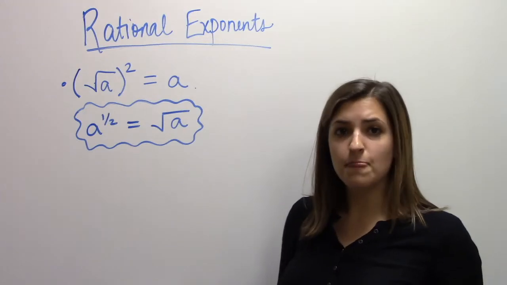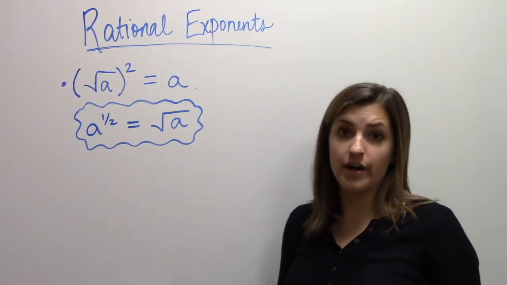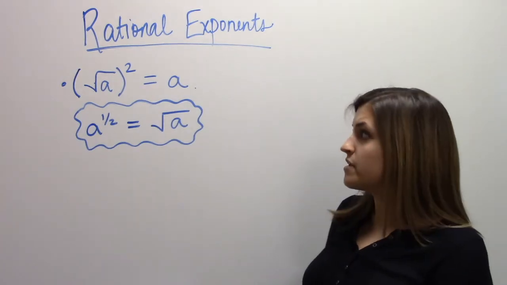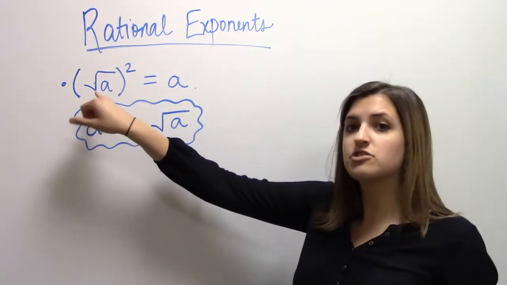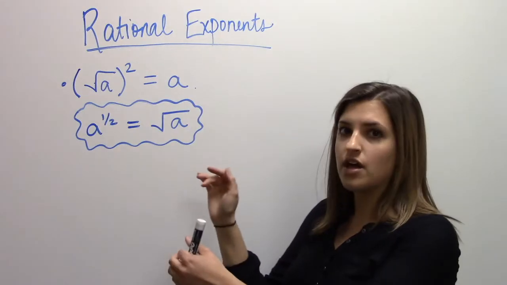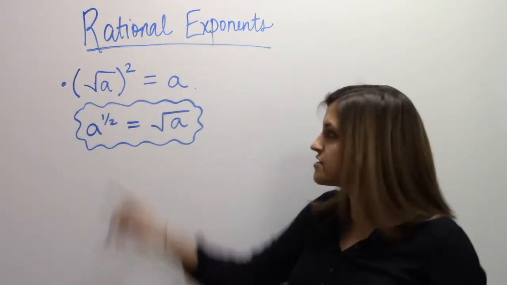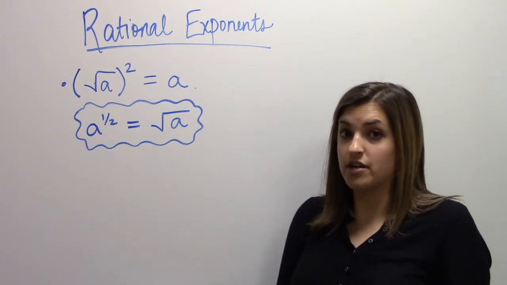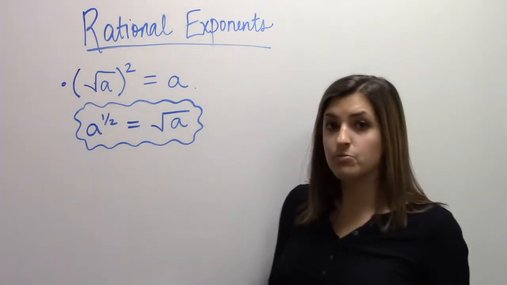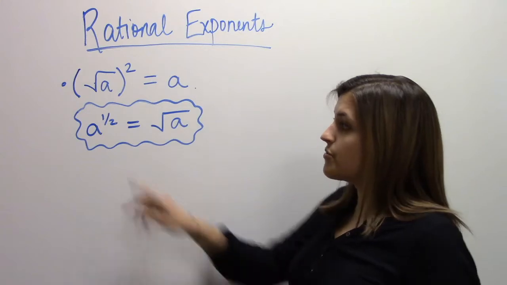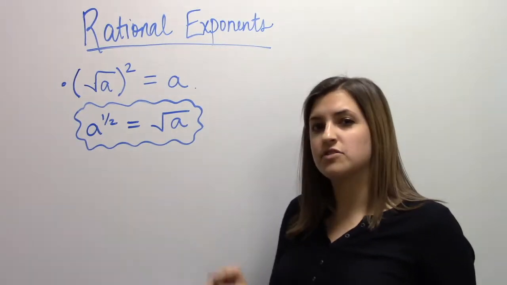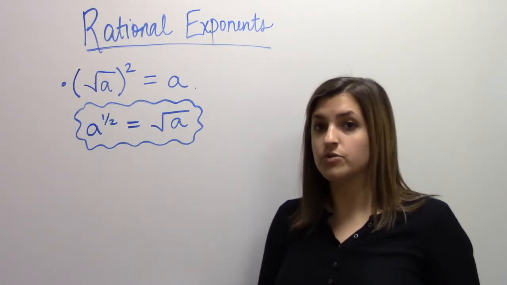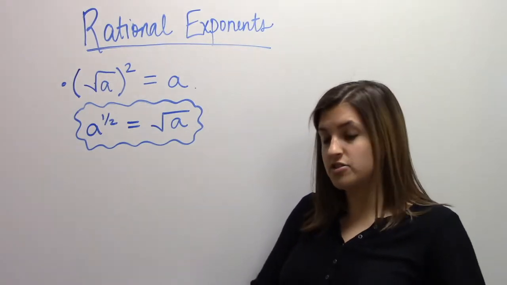So we just saw that the square root undoes a square. Likewise, a square undoes a square root. So if I have something like the square root of a squared, I get a back. That square undoes my square root. I am going to make a conjecture here. I'm going to tell you something new, and I'm going to prove to you why it's true. So a to the 1/2, so 1/2 is an exponent, is equal to the square root of a. And let me show you why that's true.